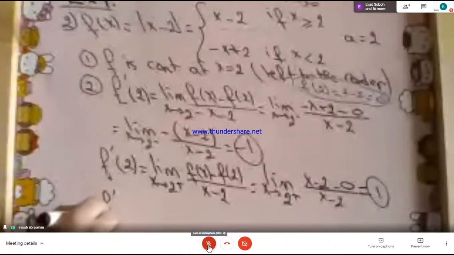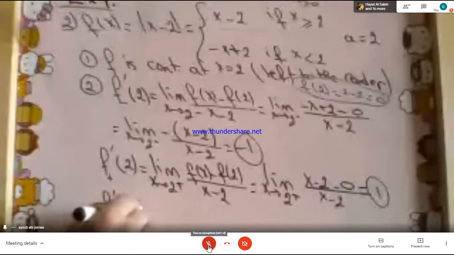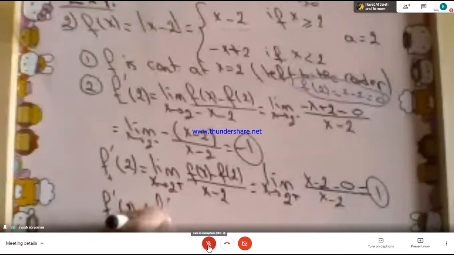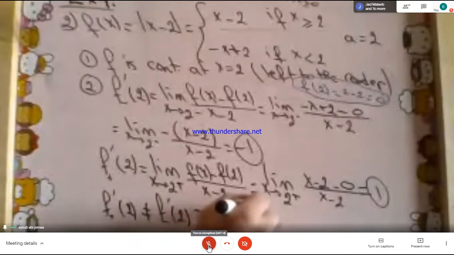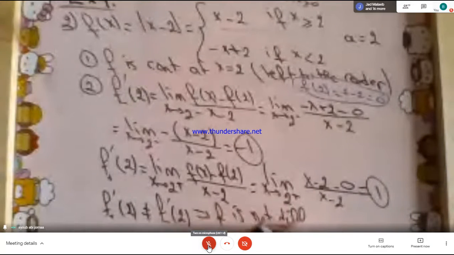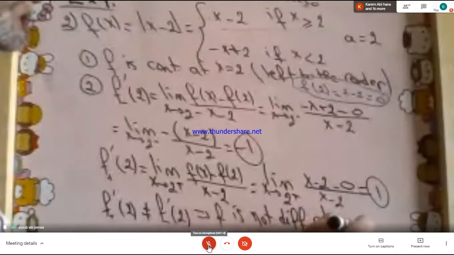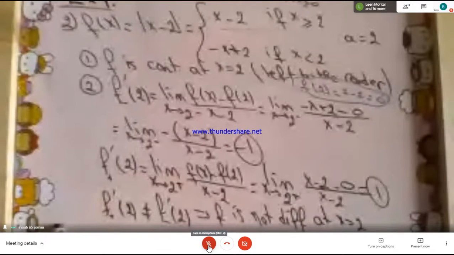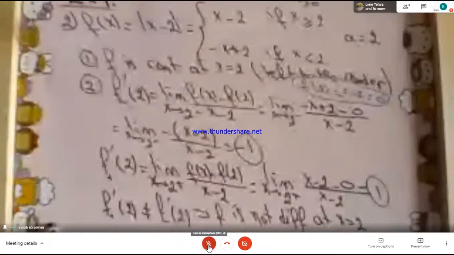Here f prime plus at 2 is not equal to f prime minus at 2. That means that f is not differentiable at x equal to 2, and the graph of this function, let's see it.